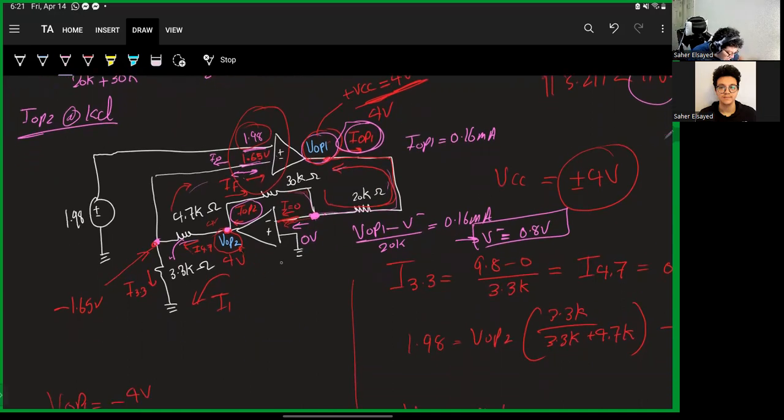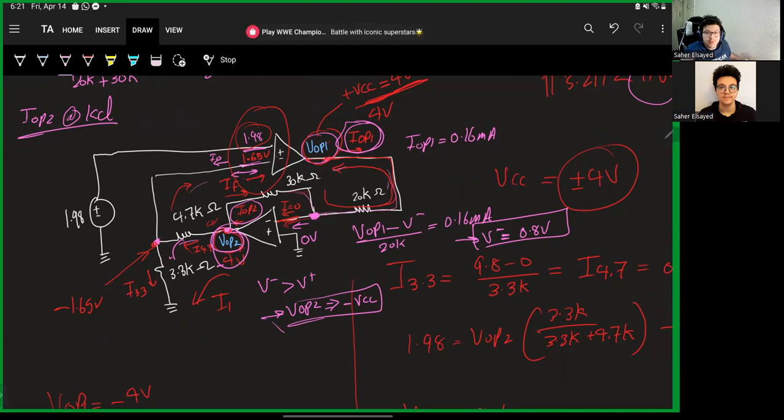So what is happening now? Which one is bigger in this case for the second op-amp? V minus is larger than V plus. What does that mean? It means VOB2 has to be set to negative VCC, and it is set to negative 4. That's the second assumption that we have. So we're good. That means we came through a full loop and it's correct.